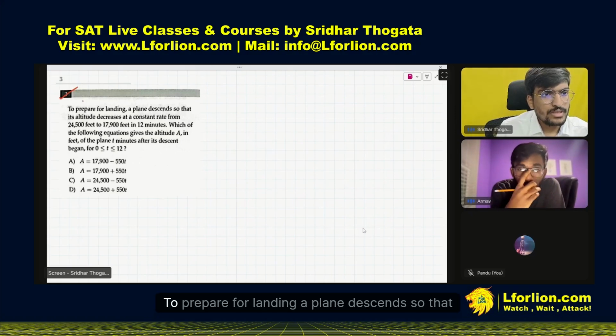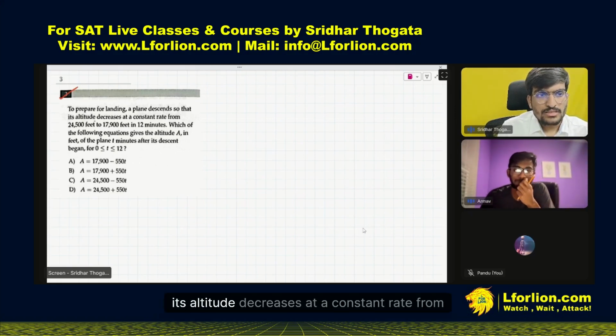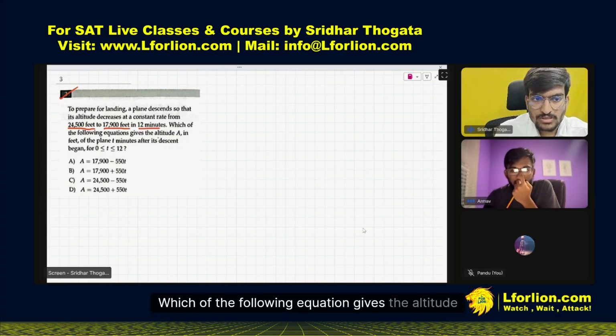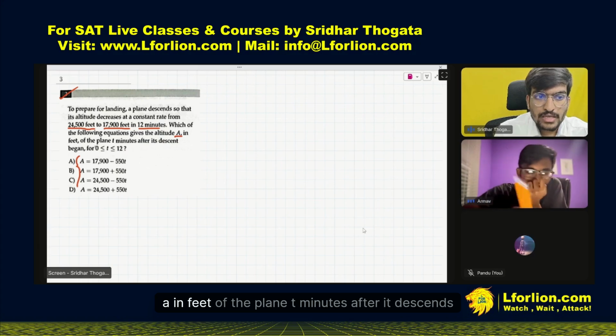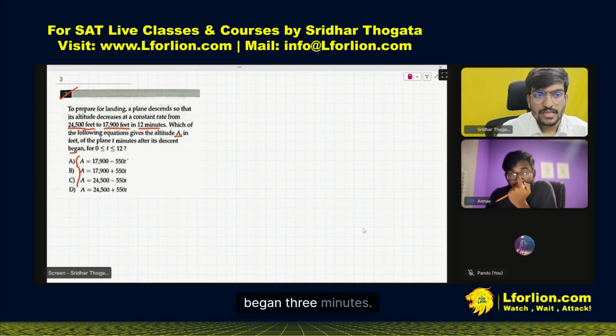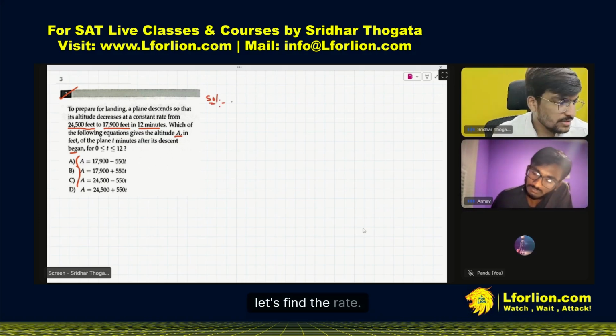Question 3. To prepare for landing, a plane descends so that its altitude decreases at a constant rate from 24,500 feet to 17,900 feet in 12 minutes. Which of the following equations gives the altitude A in feet of the plane t minutes after its descent began? T minutes. Fine. So first of all, let's find the rate.